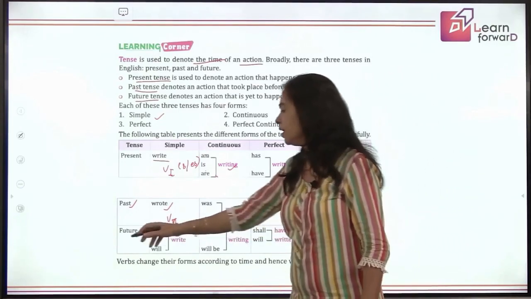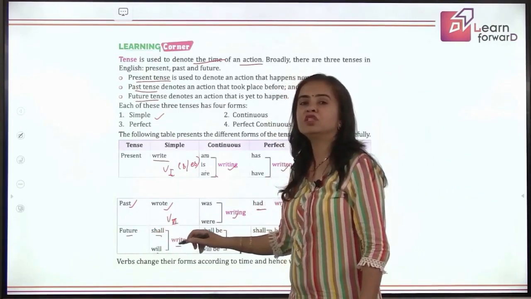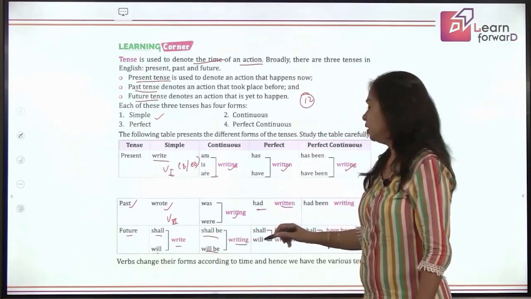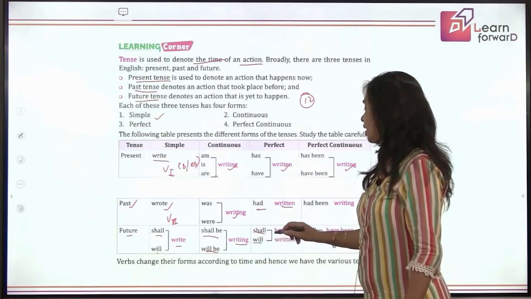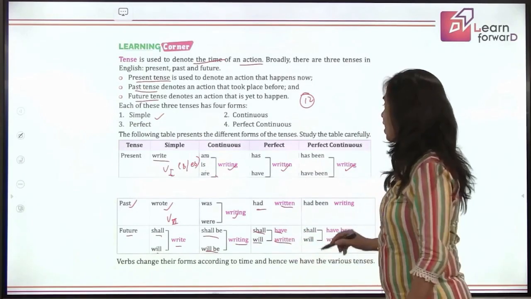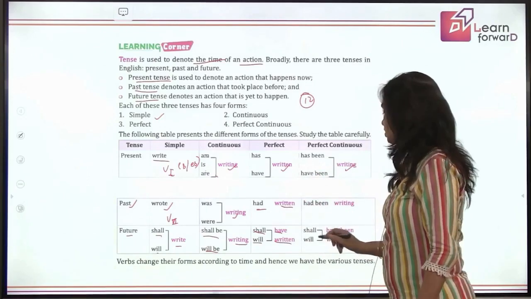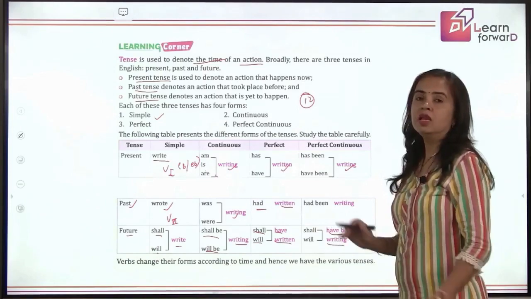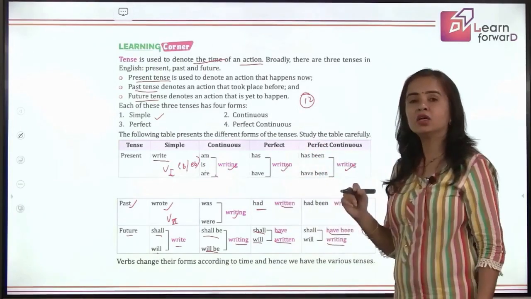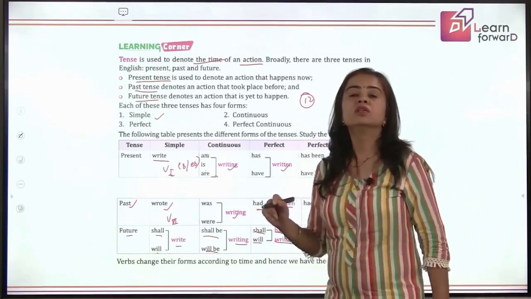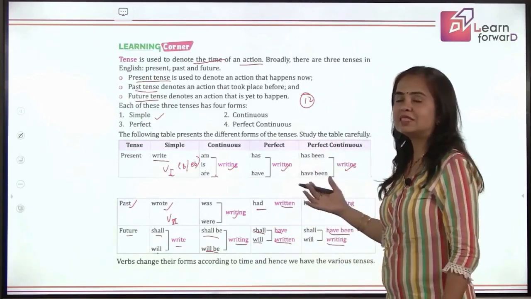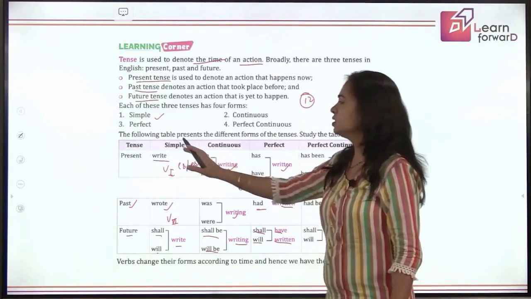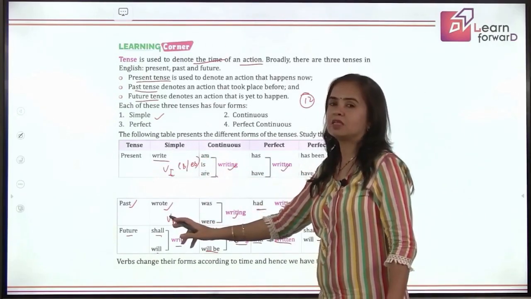Coming to future tense, here it is will, shall with the first form of verb. Coming to continuous, it is will, shall be and the ing verb. Then shall, will, have, then the third form of verb. And when it comes to perfect continuous tense, it is will, shall with have been and the ing form of verb. Now looking at this, we can conclude about the formation of sentences, about the verb formation in different tenses, in a nutshell.